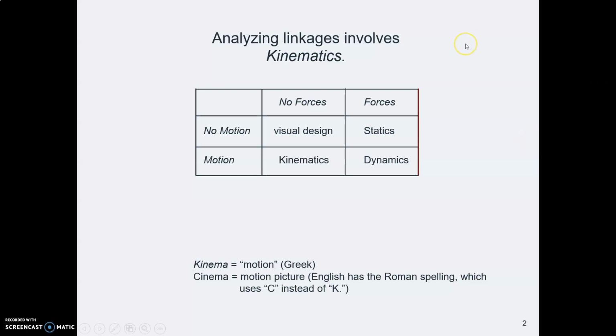If you are just thinking about the motion of the thing that's moving, but you're not concerned with the forces, that is a field known as kinematics. And that is what we are studying when we look at gear ratios, linkages, which we're doing today, cams, which we'll do next time. That's all kinematics. And you might notice this word is very similar to our word for motion picture. It comes from the Greek word kinema, motion, and in English we spell it with a C, but it's all about motion. That's what we're analyzing here.